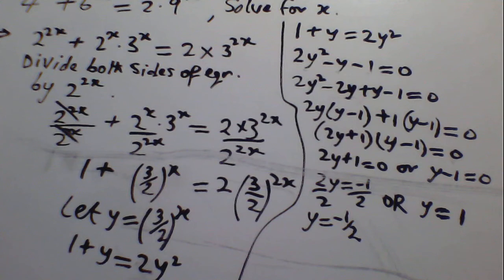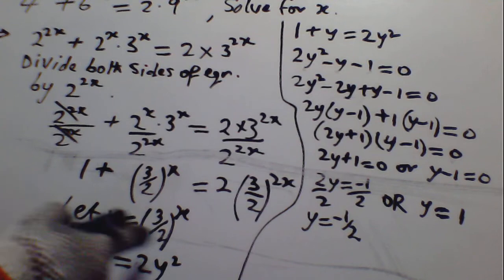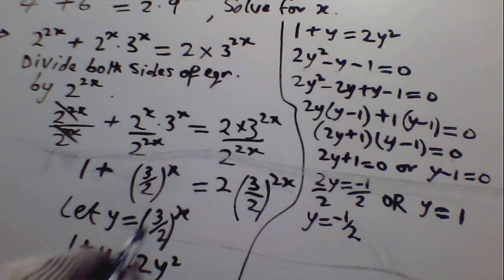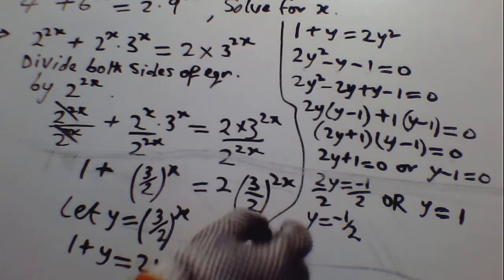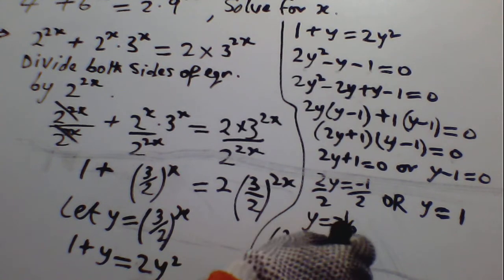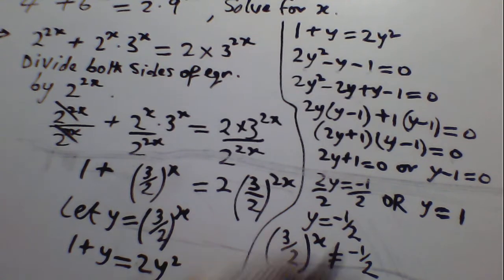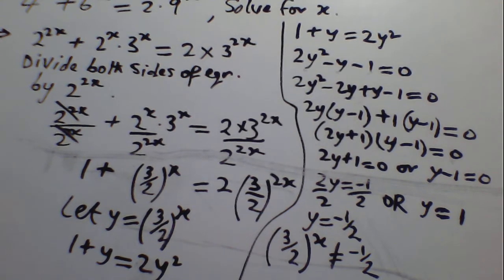Values of y you have. You can now go into solving it. So if you look at it, we say let y equal 3 over 2 raised to power x. So if you bring it here, you have 3 over 2 raised to power x is equal to minus 1 over 2. If you look at it, they are not equal, so we cannot factorize, we cannot find the value of x using this form.